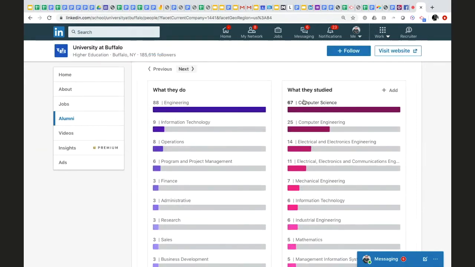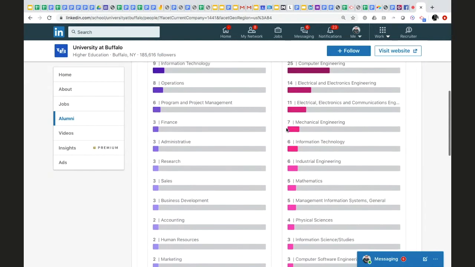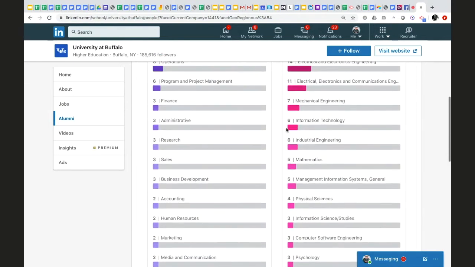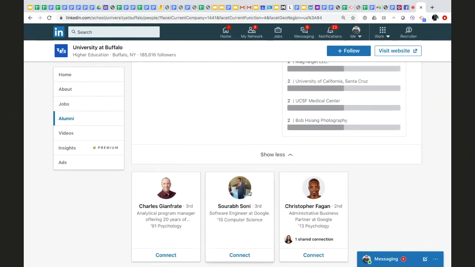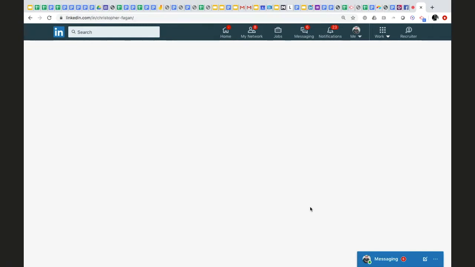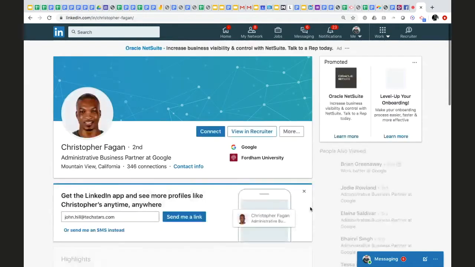So let's say I'm really interested in those people that work in business development that might be able to connect my startups in Buffalo to an organization like Google. I select that, and I now have the three people who represent that. And I can see, for instance, Christopher is administrative business partner at Google. I have no idea what that title means, but I have a shared connection. So if I click on this, I can look at his profile and see what his role is.